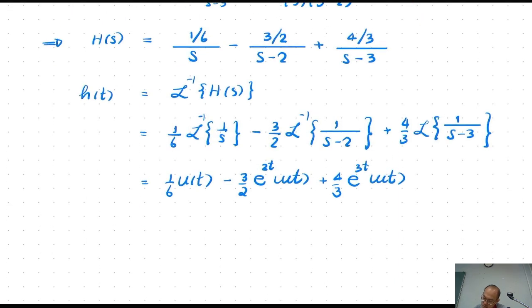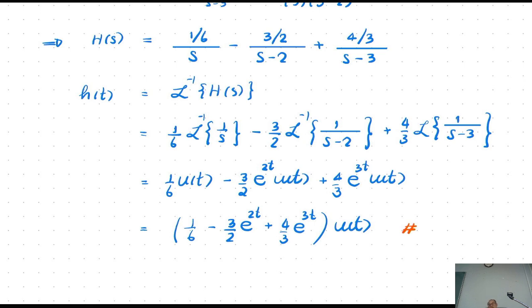So group them together, you're going to get 1/6 minus 3/2 e to the 2t plus 4/3 e to the 3t, and then u(t). That's it. So this is the answer to this question. This is the impulse response of this system. Easy? Doable?